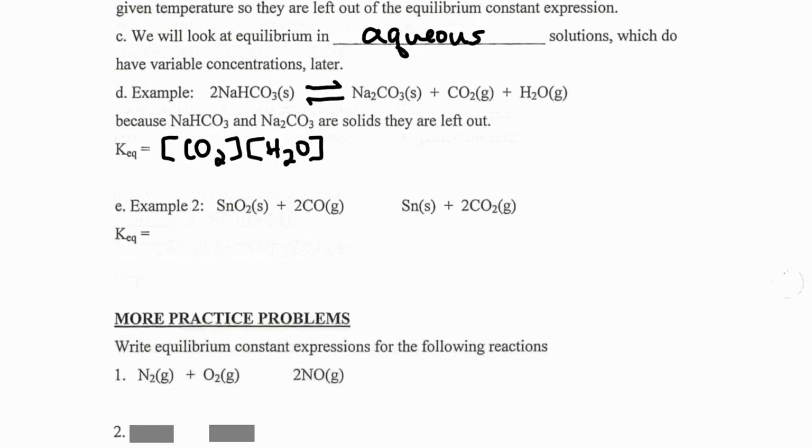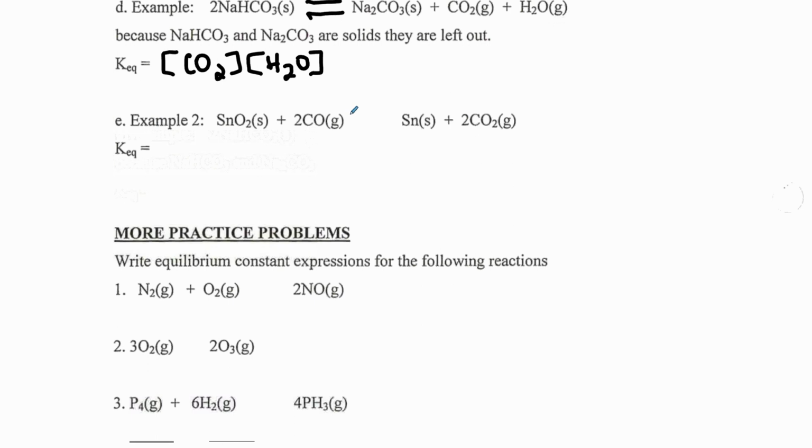Okay, here's another one where we've got some solids involved. We've got a solid reactant and a solid product, so I'm going to leave those out. So I'll simply have my product, CO2 raised to the power of 2, divided by the concentration of carbon monoxide to the power of 2.